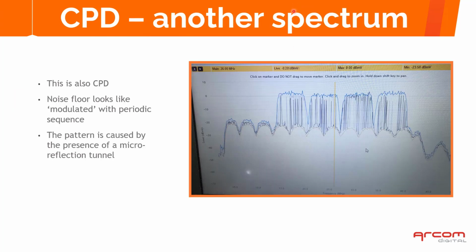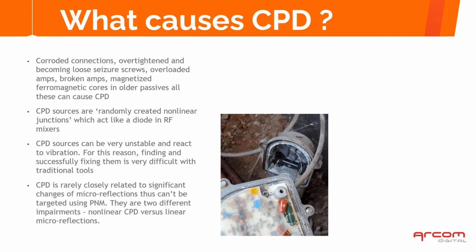Here is a next example of CPD in upstream spectrum. You can see here a flat elevated noise floor modulated with these arches. This happens when the signal of the CPD source is very strong, and when there also exists a microreflection tunnel on the way of the CPD signal down to the meter. Pictures on this slide are showing examples of CPD sources found with CPD radar.